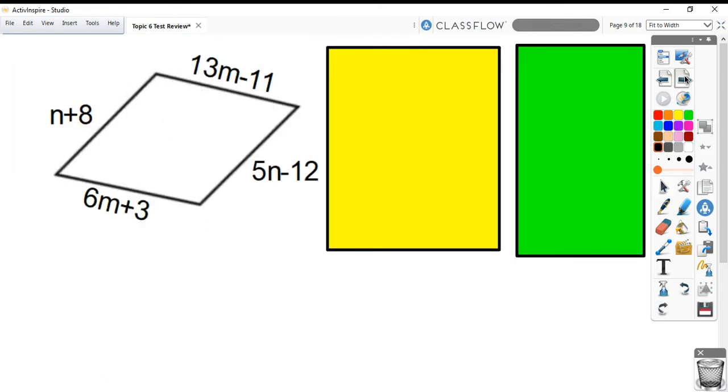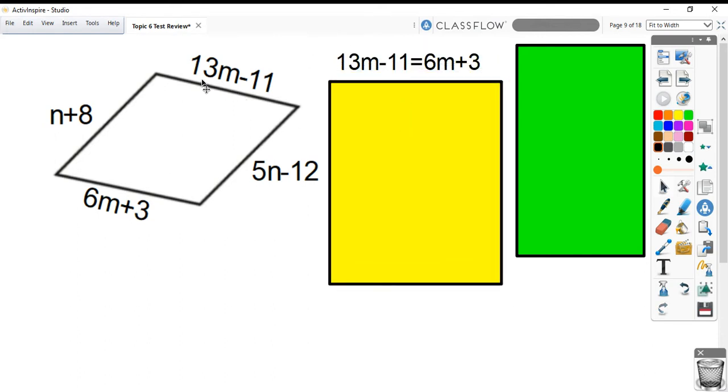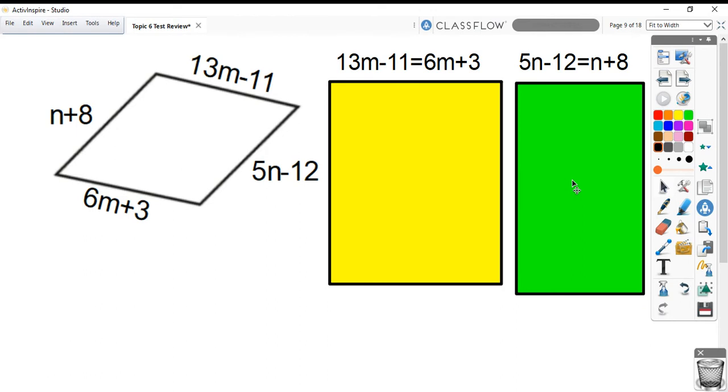The next problem is another parallelogram. And on both of these, on the sides of a parallelogram, one of the other properties that we filled out in our notes was that opposite sides are congruent. So that sets up two equations again. This side up here equals this side down here. This side to the left equals this side on the right. All right, and then solving the equations is the same.